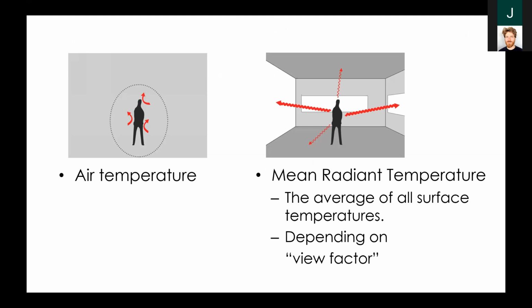Radiant temperature is the surface temperature of the surfaces that your body can, quote unquote, see. So this is the view factor. The mean radiant temperature, so as we know, you're constantly exchanging back and forth with all objects around you, long wave radiation that is in fact heat leaving your body, heat leaving a wall.